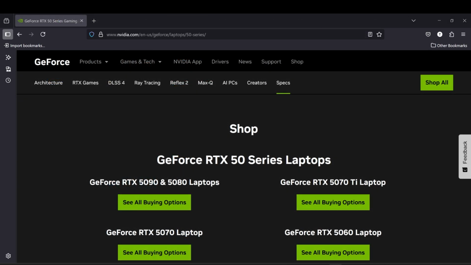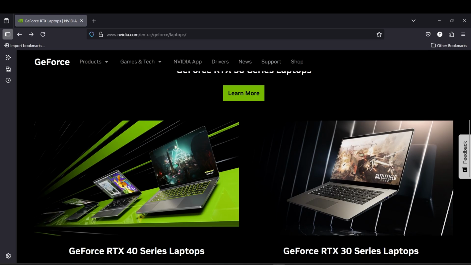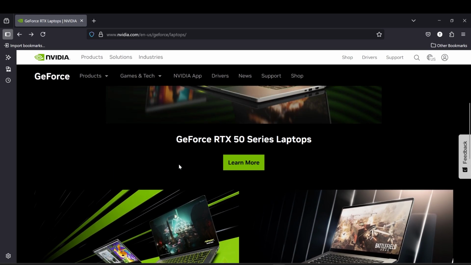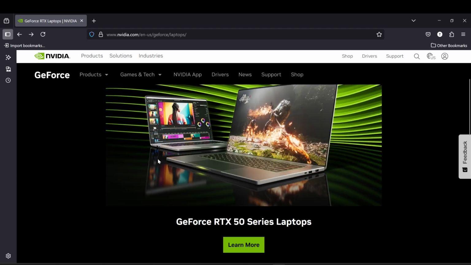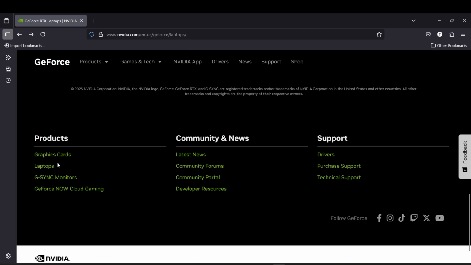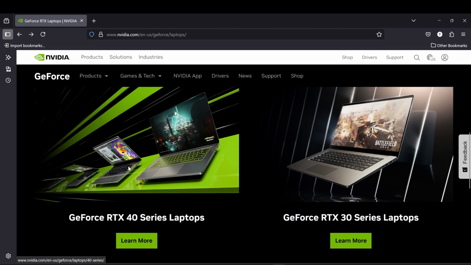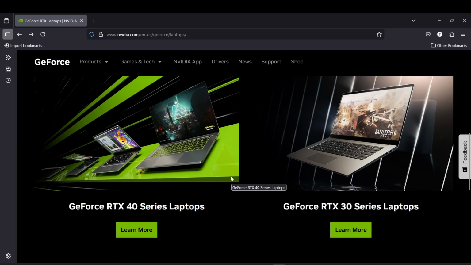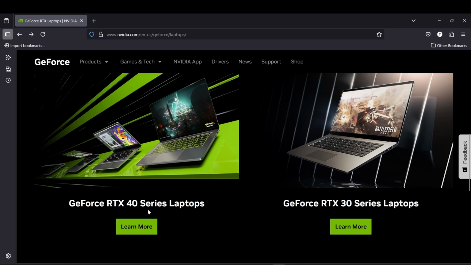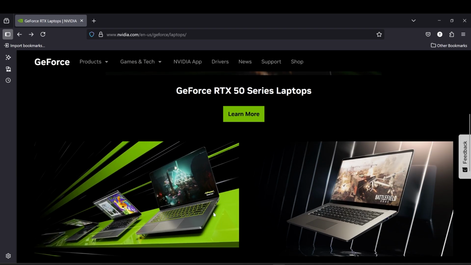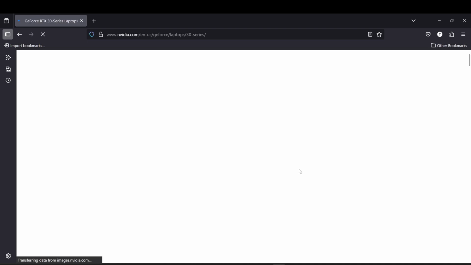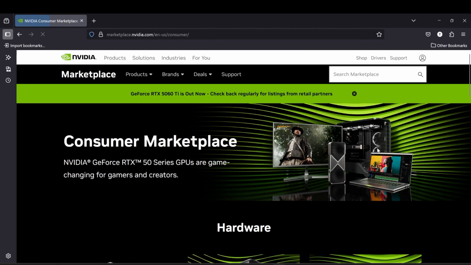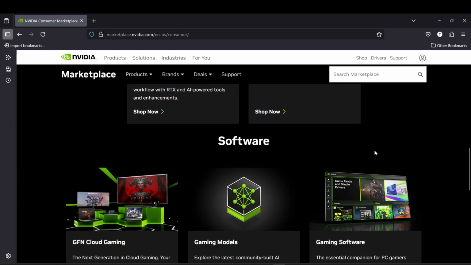To do so, I'm going to encourage you to go on the NVIDIA website and go to the laptop products. It's going to give you some suggestions about the laptops. On the laptop page, which you can find here under products, you can see there are 3 RTX series: 30 series, 40, and then 50. So you can get some ideas about suggestions from NVIDIA based on the graphic cards.